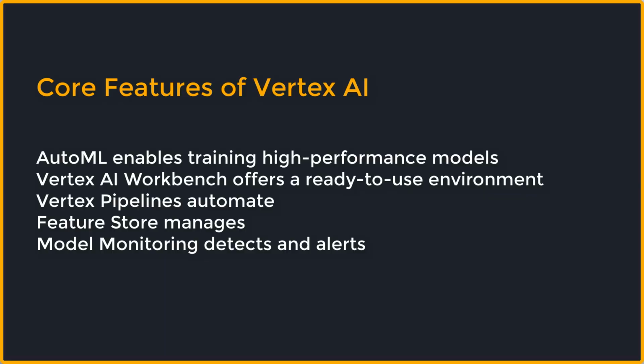So, let me give you some features so you know exactly what it is and how it works, right? Several core tools, like AutoML, allow you to train high-performance models with minimal coding. Vertex AI Workbench provides a ready-to-work environment for experimenting and building. And pipelines help automate and track workflows. For example, Feature Store manages reusable features across models, however many you have. So model monitoring will detect performance degradation in production. Now, together, these tools give you total control from start to finish.